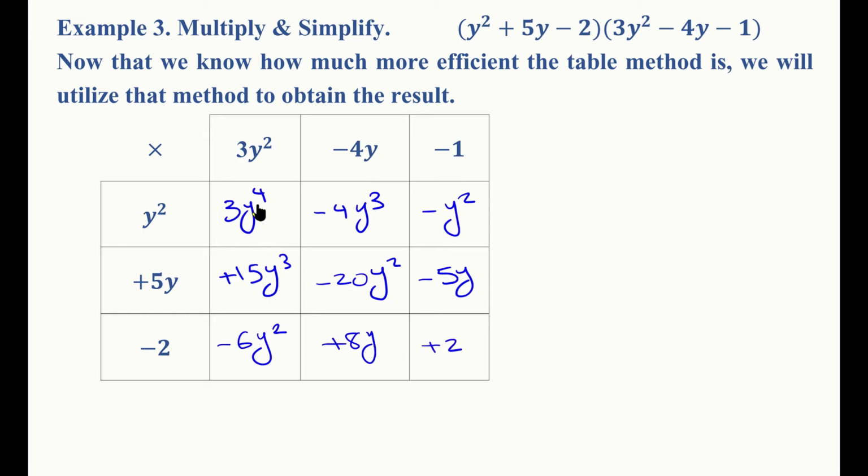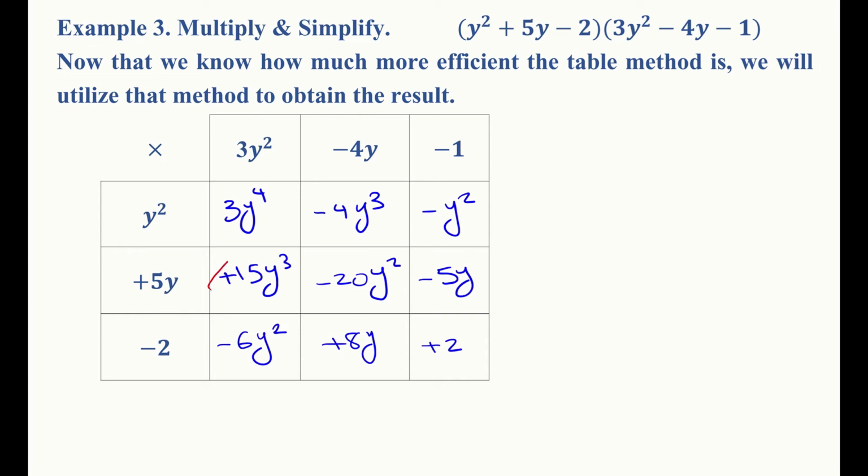Always take a quick pause, check your multiplication. Since there are so many things that could go wrong, make sure you've done it right, then go ahead and combine your like terms. So again, real quickly, that's going to be 3y to the 4, negative 4y cubed, negative y squared, positive 15y cubed, negative 20y squared, negative 5y, negative 6y squared, positive 8y, and positive 2. So we're good to go. We're going to just go ahead and look at our groups of like terms.